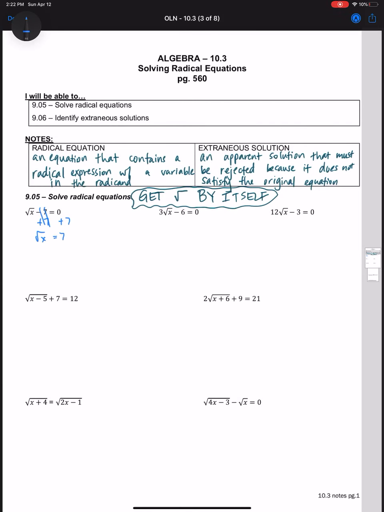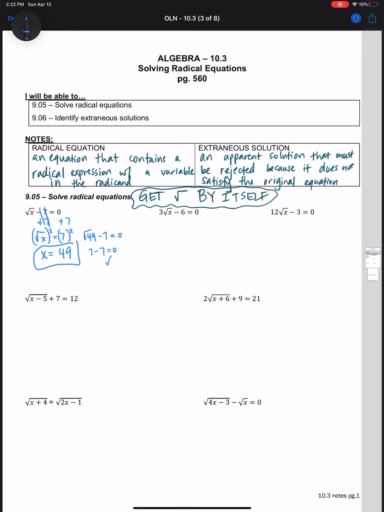How do you get rid of a square root? You square it. Whatever you do to one side, you do to the other side. And the answer is 49. A quick check. Plug 49 back into x. That is the square root of 49 minus 7. Does that equal 0? Well, 7 minus 7 equals 0. You're good. That's your answer.